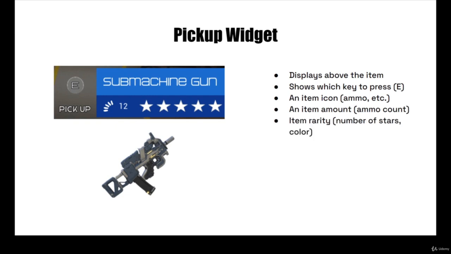the gun. And we'll also display a way to show the item's rarity. For example, items that are more rare will have more stars. And we can also change the color of the widget to reflect the rarity as well. So let's take a look at some of the different tools in the UMG that we're going to use to make this widget. The first is the canvas panel.